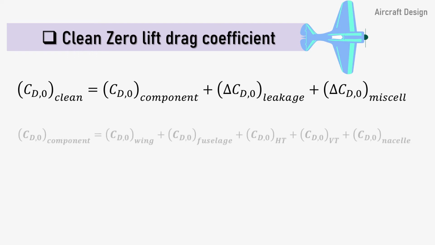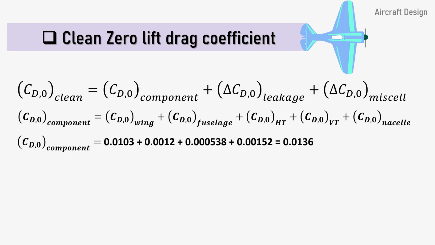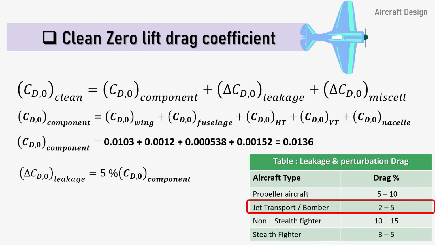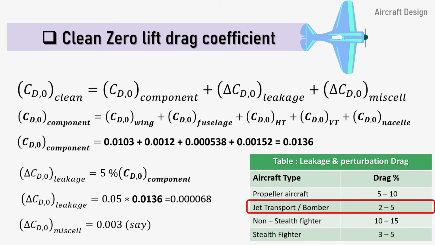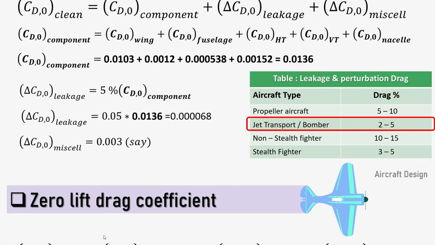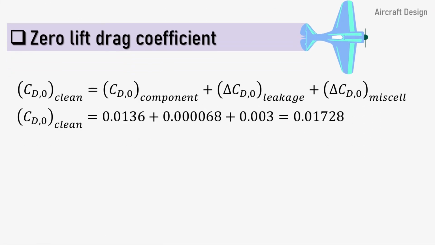Now let's consider 5% of the clean zero lift drag for the perturbation and the leakage drag. Based on the literature survey, it should be 2 to 5% for jet transport aircraft. Let's consider 5% in our design. So it is coming to be around this. That is clean drag plus perturbation plus miscellaneous. Now adding all three, we get around 0.01728. That is the total parasite drag at cruise level.